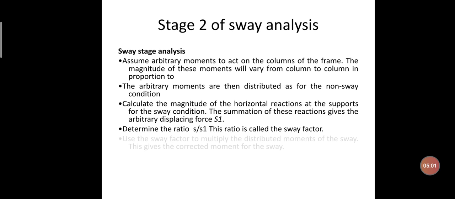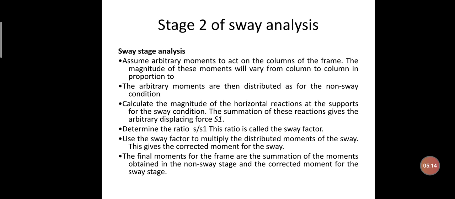So next step is that we use the sway factor and multiply with the distributed moments, so that we will get a corrected moment for a sway. So the last step is that we are going to obtain the final moments for the frame, which are the summation of the moments obtained from the non-sway stage as well as the corrected sway stage. So final moments is nothing but the summation of the moments obtained from the non-sway stage and the corrected moments obtained from the sway stage.